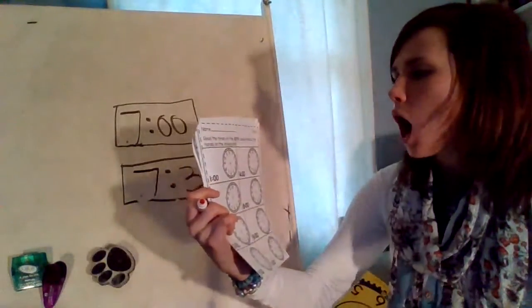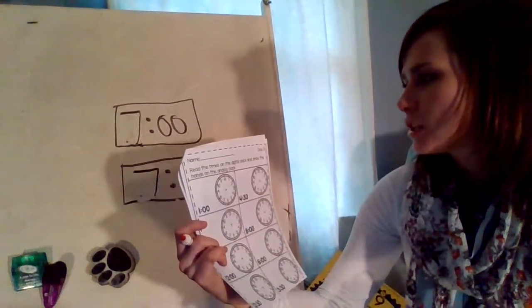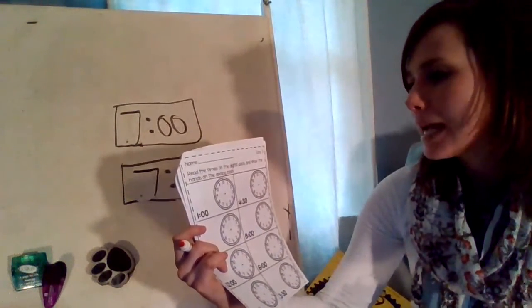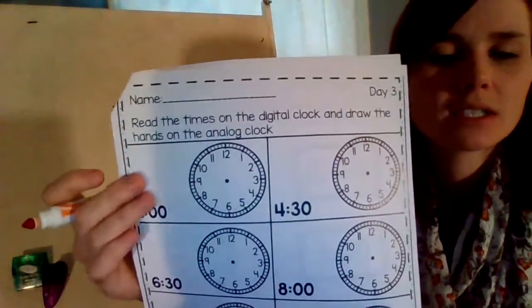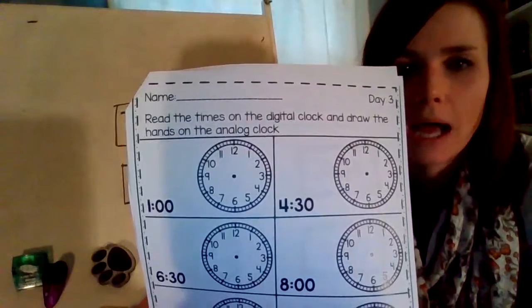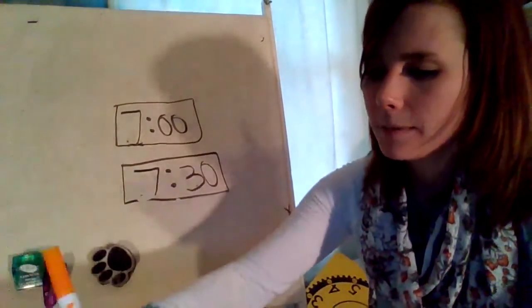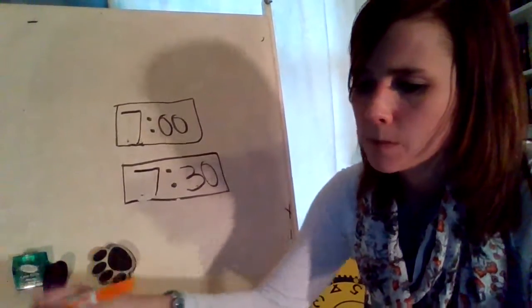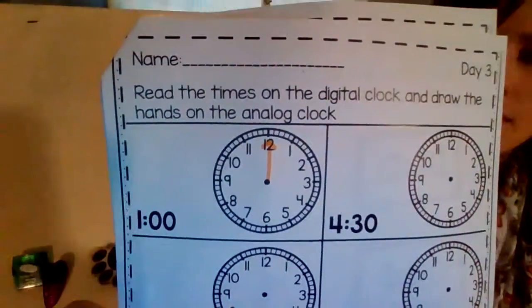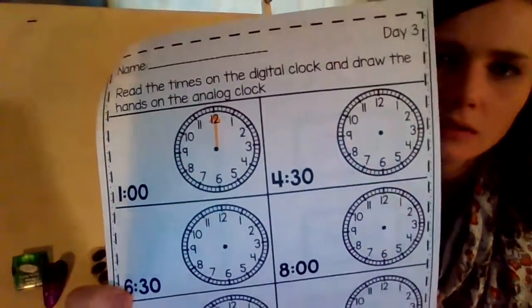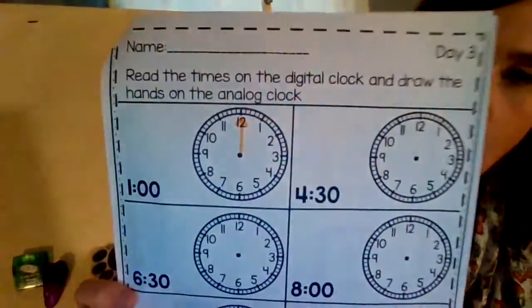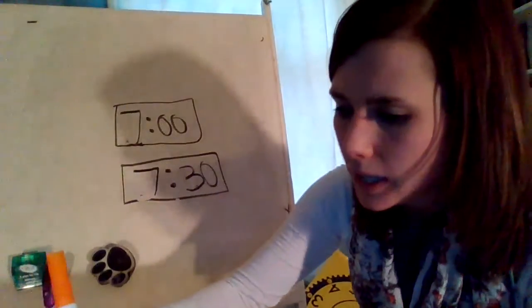Woohoo! All right, read the times on the digital clock and write the hands on the analog clock. So this one's a little bit trickier. All right, so we have, this is 1 o'clock. We know that big hand, the minute hand, has to be pointing at the 12, right? And where's the hour hand going? The little hand is going to be pointing at the 1, right. The hour hand is going to be pointing at the 1.